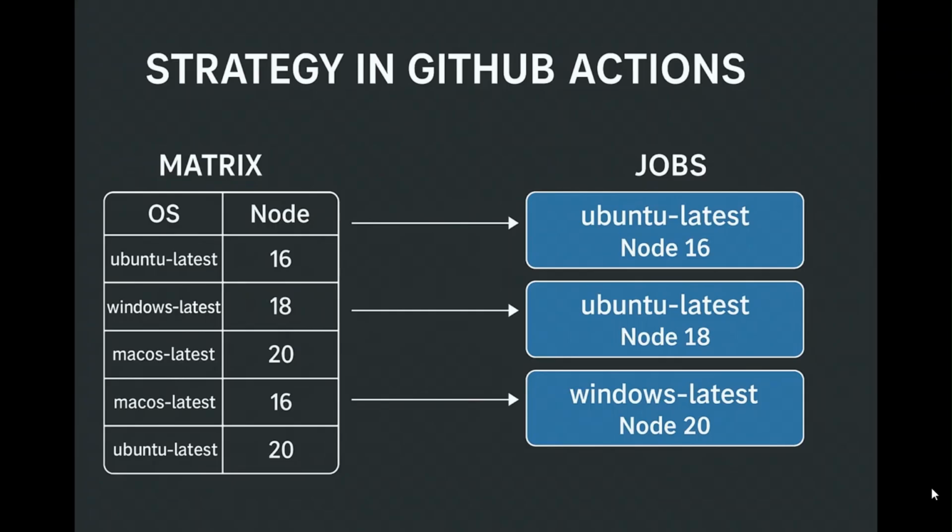So guys, what if you could test your code on multiple Node.js versions and even across Ubuntu, Windows, or macOS all at the same time? Without writing extra workflows, that's exactly what matrix build in GitHub Actions lets you do. In this video, I will show you how to set up parallel testing with just a few lines of YAML. So let's jump into the demo, guys.